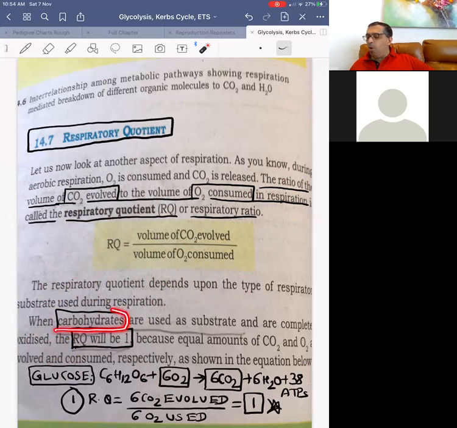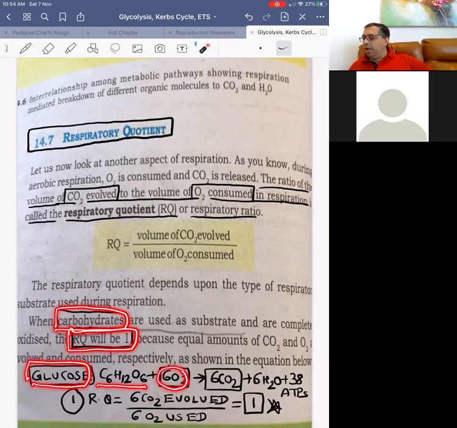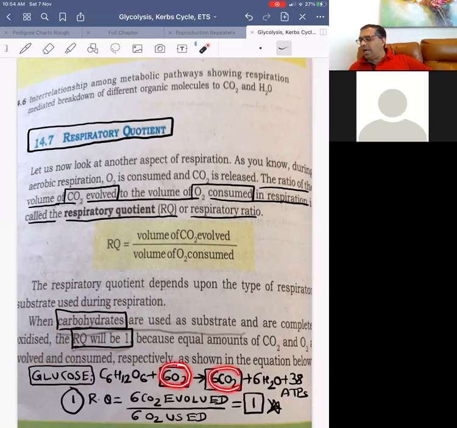In case of carbohydrates, RQ will be 1. Why, sir? Because in glucose, we know the chemical reaction: C6H12O6 plus 6O2 gives you 6 CO2 plus 6 H2O plus 38 ATP. So how many O2s are used? 6. How many CO2s are evolved? 6. So what will be the RQ of glucose? 6 CO2 evolved upon 6 O2 used. So the RQ will be 1.